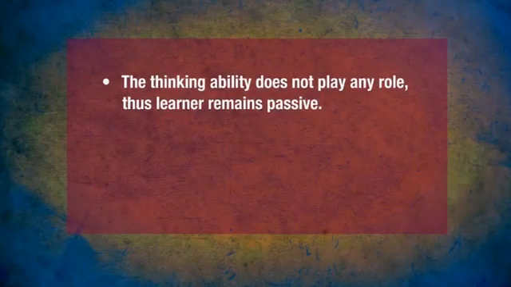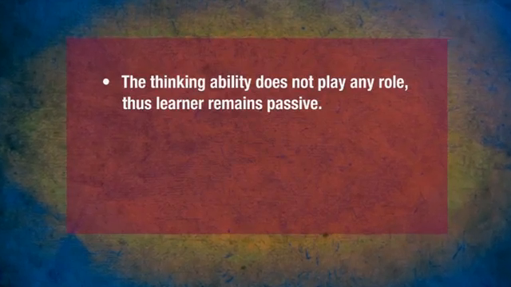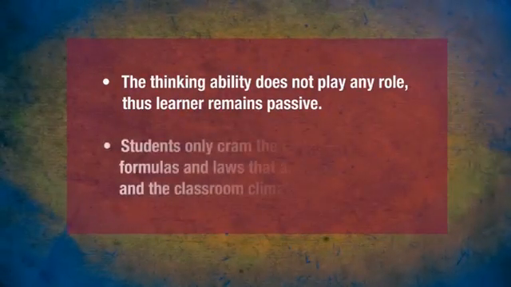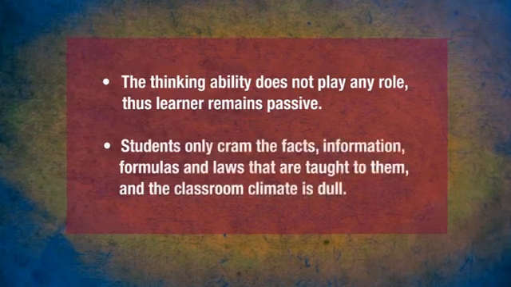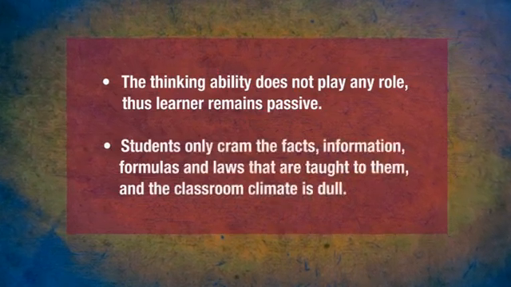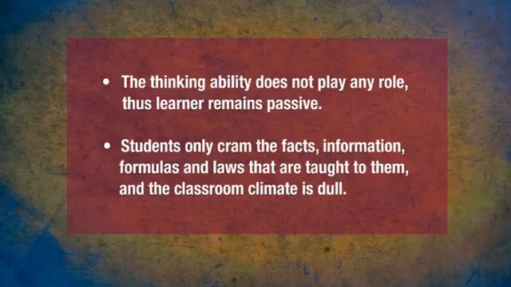For teaching of spelling and number tables, teachers have to teach at memory level. It is concerned with a memory or mental ability that exists in all living beings. Teaching at memory level is considered to be the lowest level of teaching. At this level, the thinking ability does not play any role. Thus, the learner remains passive. Students only cram the facts, information, formulas, and laws that are taught to them, and the classroom climate is dull.